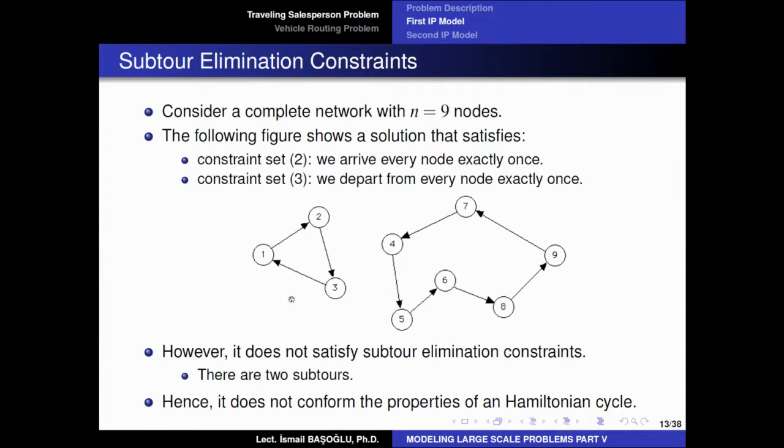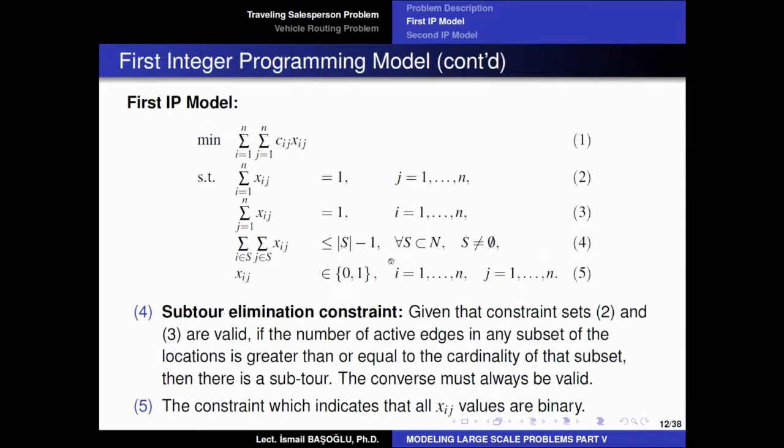For any given subset of the nodes in your network, so you are just selecting a bunch of nodes as a subset, if the number of edges between these nodes is equal to the number of nodes in that subset, obviously there will be a subtour in that subset. Okay, so we are saying this for any subset of the node sets, except the empty set. Of course, the empty set is a natural subset of every set, so we are not going to think about that.